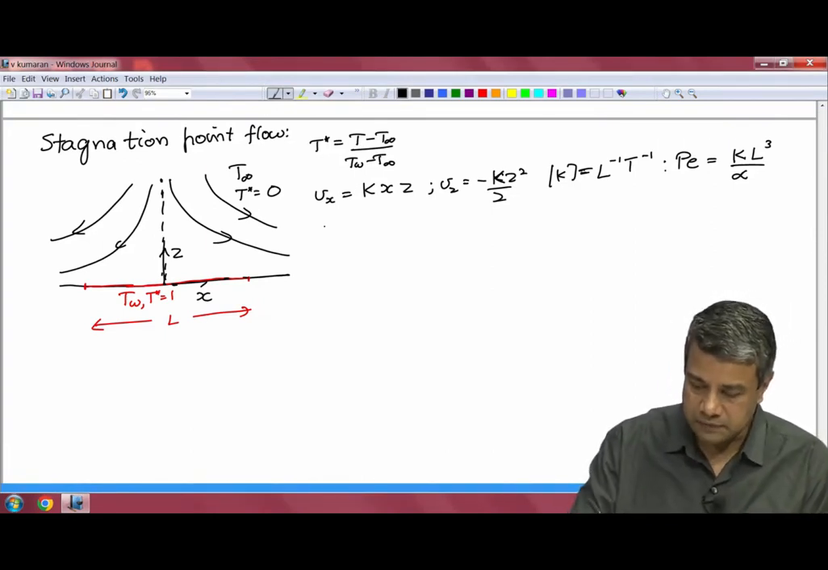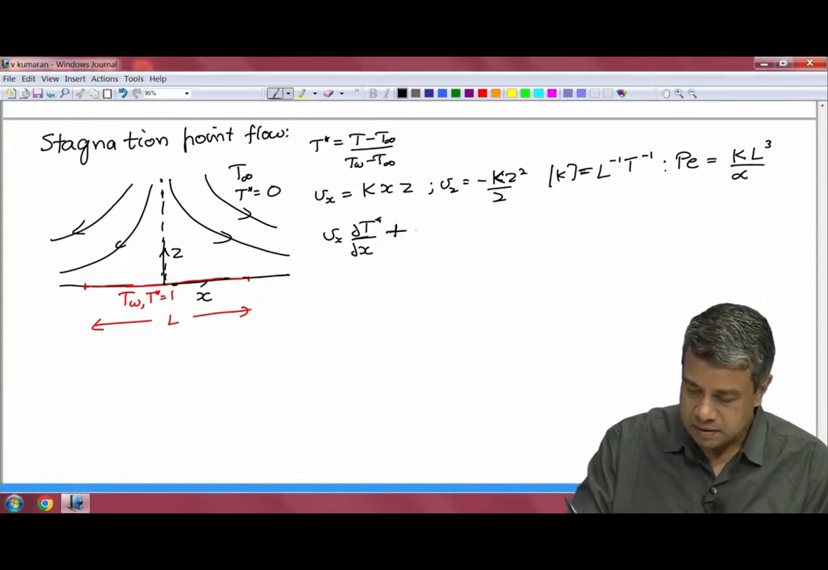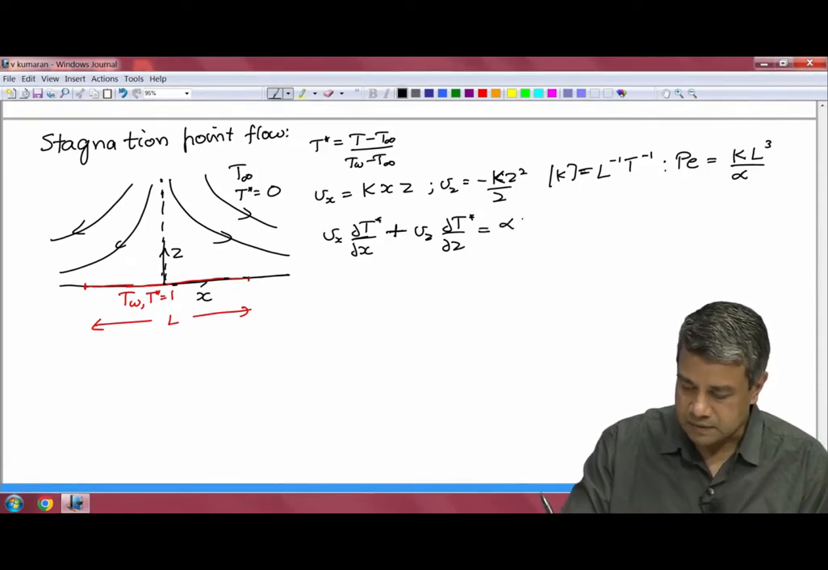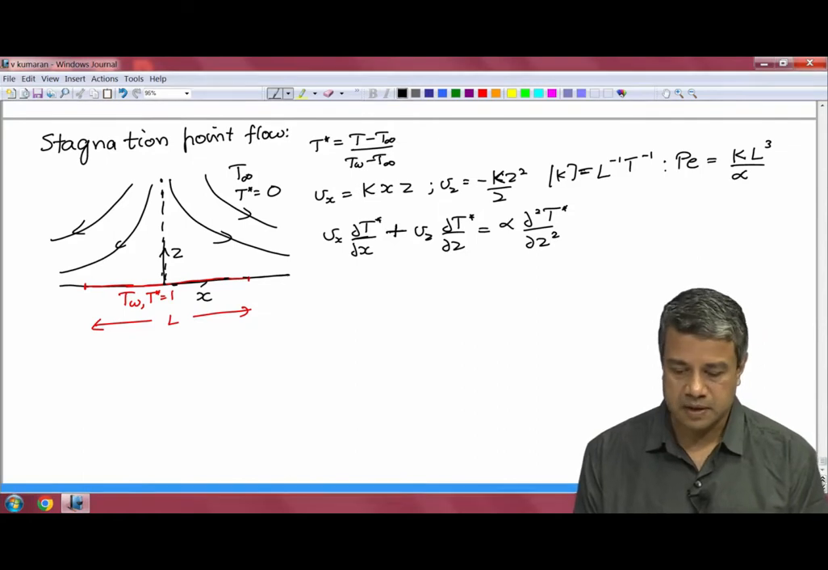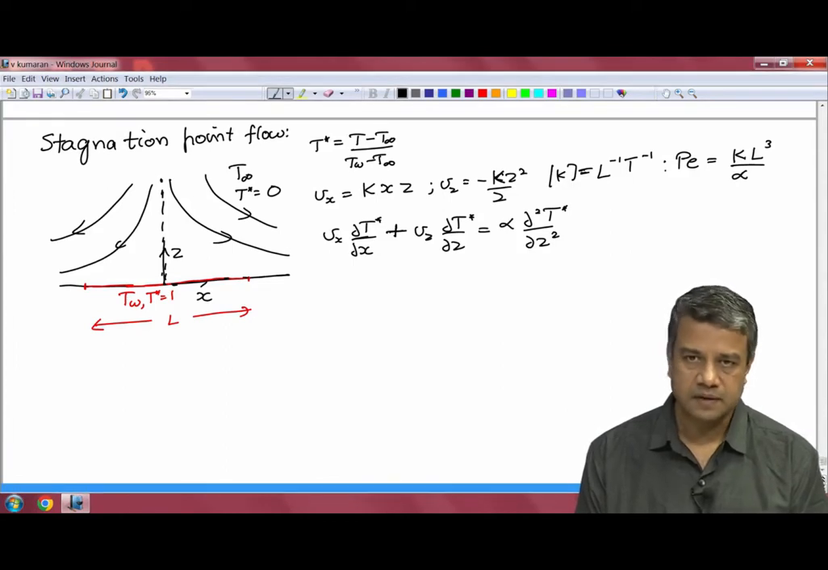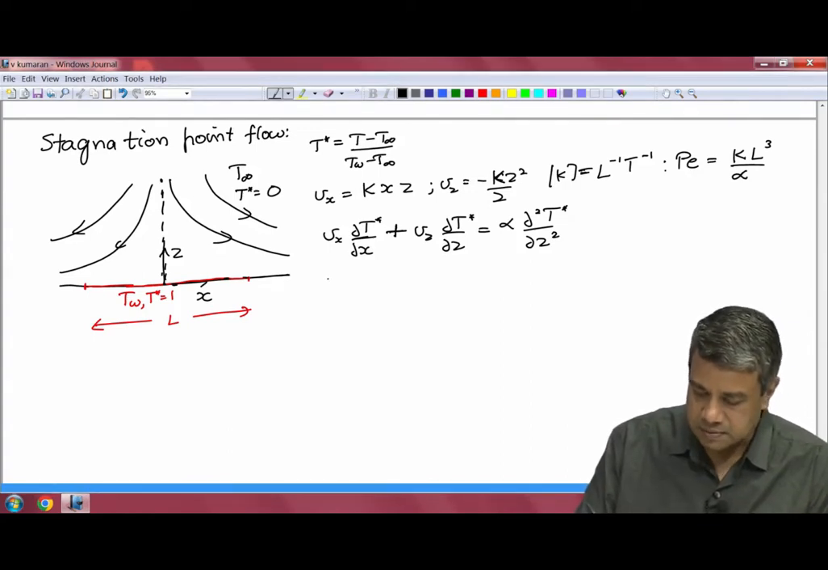The convection diffusion equation is Vx partial T star by partial x plus Vz partial T star by partial z is equal to alpha partial square T star by partial z square. Neglecting streamwise diffusion in comparison to cross stream diffusion, because we would expect cross stream diffusion to be dominant in the limit of high Peclet number. And then we substitute the similarity variable eta is equal to z by delta of x.